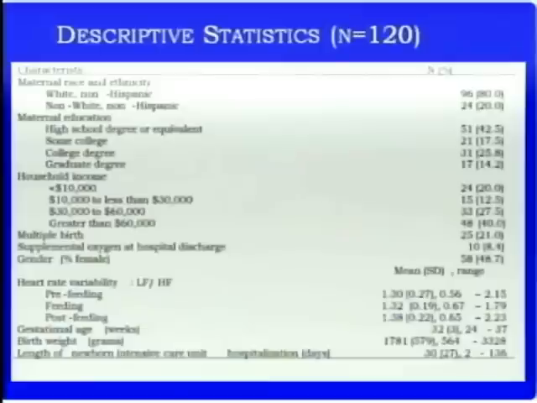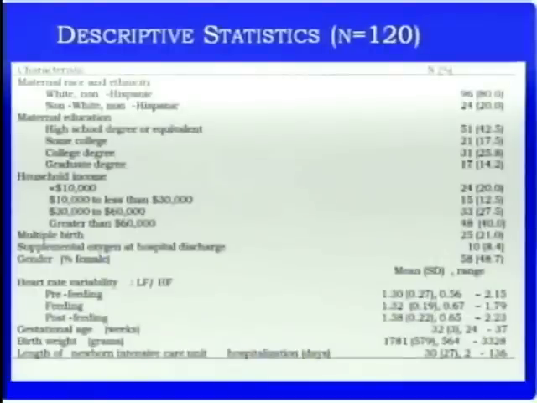And then in terms of looking at the means and standard deviations of your other variables, this just gives you a sense of the heart rate variability, what it looked like at each time point. And for those of you who are familiar with heart rate variability or measure it on older kids, these numbers are going to seem low to you because it's preemies and it will increase with chronological age. But this gives you a sense of the mean and the standard deviation and the range.